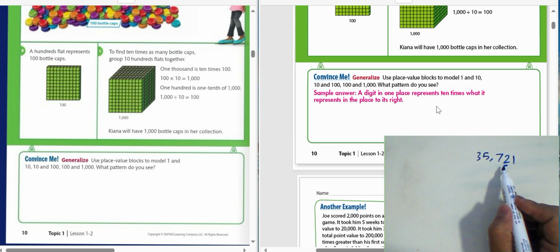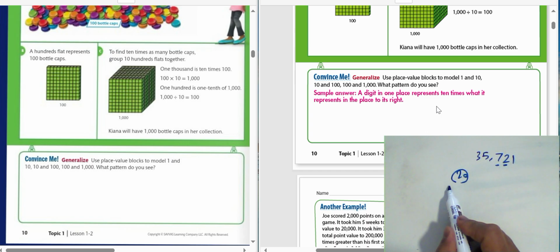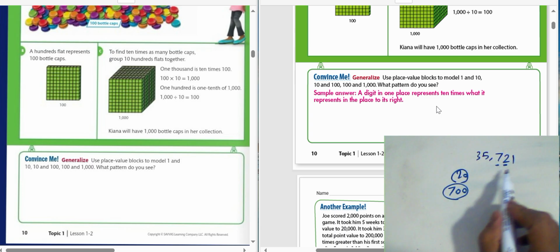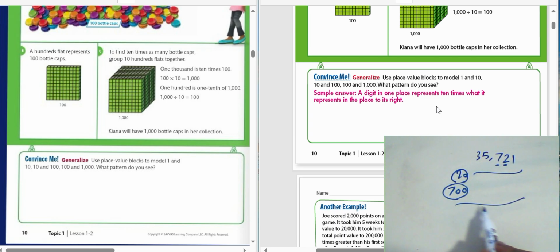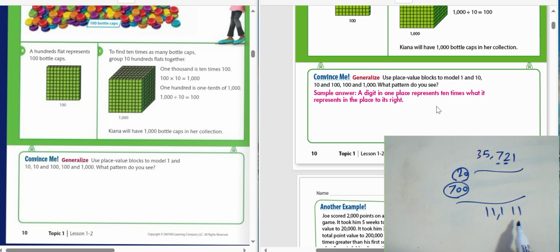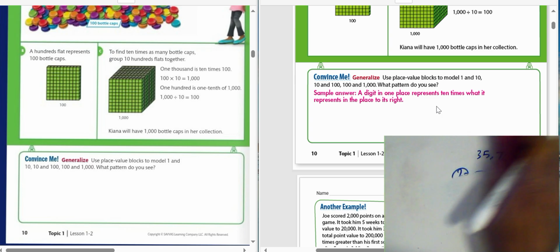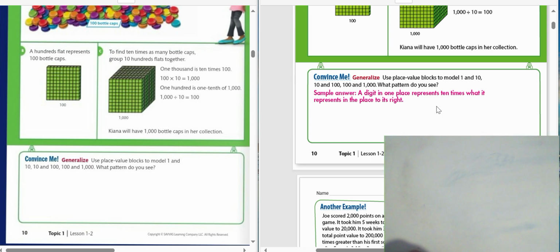Like if we have 35,721, the value of digit 2 here will be 20, and the value of digit 7 will be 700. But if we have the same digits, like 11,111, the value of digit 1 here in the hundreds place will be 100. It will be 10 times the value of the digit to the right, the 1 in the tens place, which is 10. Then the value of digit 1 will be 100. It's equivalent to 10 times the value of digit 1 in the tens place. Understood? Then you can write: a digit in one place represents 10 times what it represents in the place to its right.